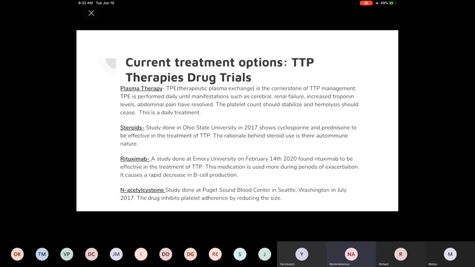The study was done at Puget Sound Blood Center in Seattle, Washington, in July 2017, and the drug inhibits platelet adherence and reduces the size.